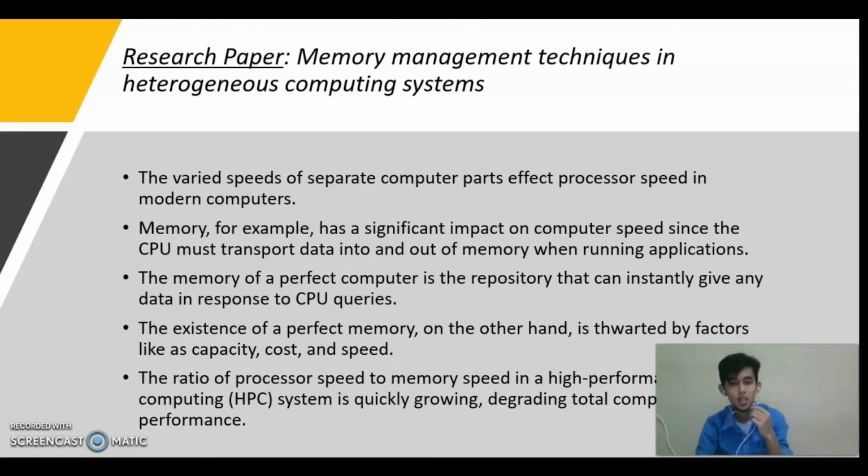Memory, for example, has a significant impact on computer speed since the CPU must transport data into and out of the memory when running applications. The memory of the perfect computer is a repository that can instantly give any data in response to CPU queries. The ratio of processor speed to memory speed in high performance computing, HPC, systems is quickly growing, degrading total computer performance. Okay, that's all from me for the research paper about memory management techniques. Thank you.